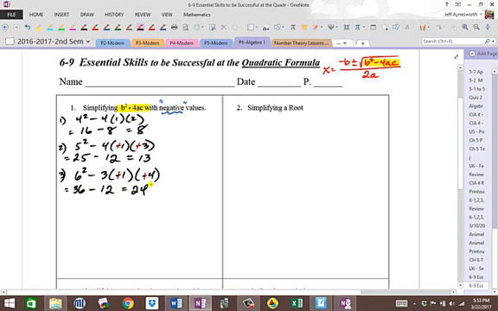Okay, now how about this one here? Let's try this one. How about 7 squared minus 5 times negative 2 times 3? Pause the video and try it.